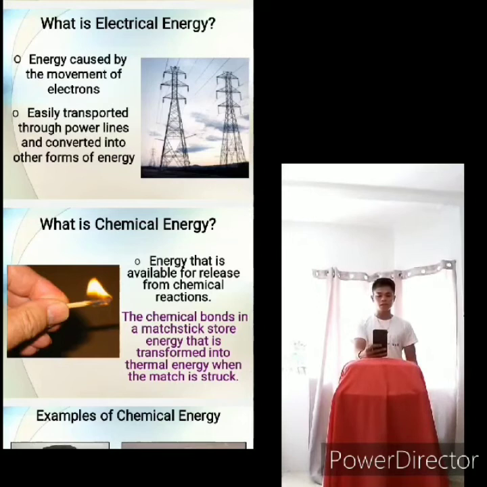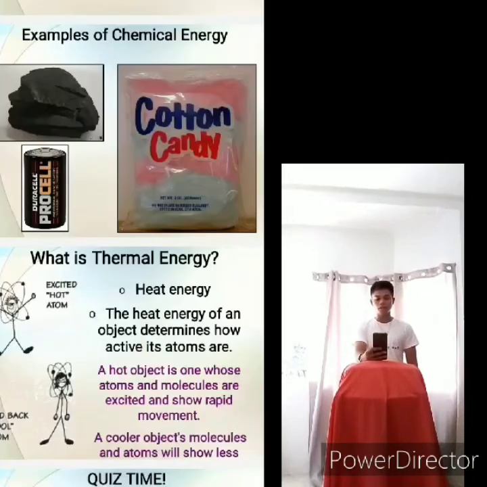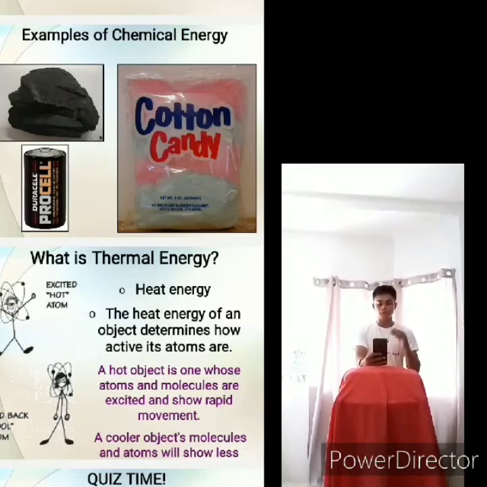Next, what is chemical energy? Energy that is available from the release of a chemical reaction. An example of chemical energy: the chemical bonds in a match store energy that is transformed into thermal energy when the match is struck. The next is examples of chemical energy, like cotton candy, battery, and charcoal, and so on.